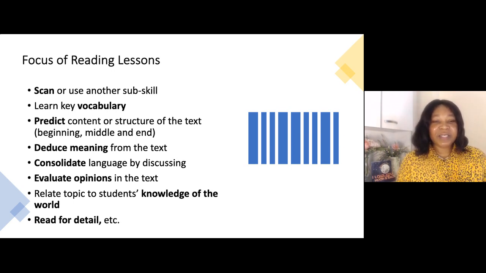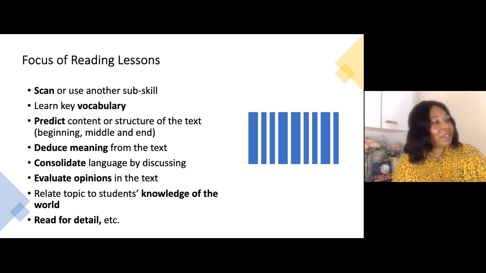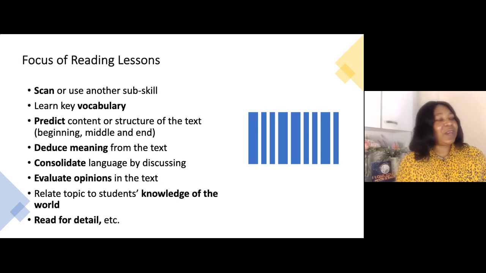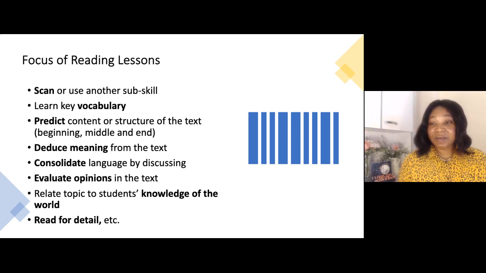We can consolidate language by discussing. We discuss and the learners are using the language, they're using expressions, they're talking about the text, describing it. Let's look at the first paragraph. In the first paragraph, the writer says so and so. Do you think you can find another way to describe this phenomenon using your own language? That's a reading lesson. And you could actually use this in a social science lesson, the same thing.